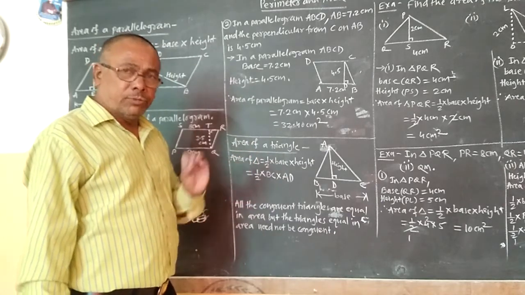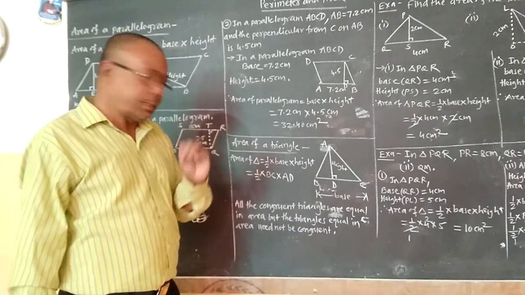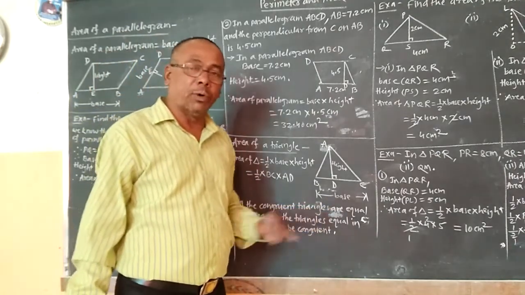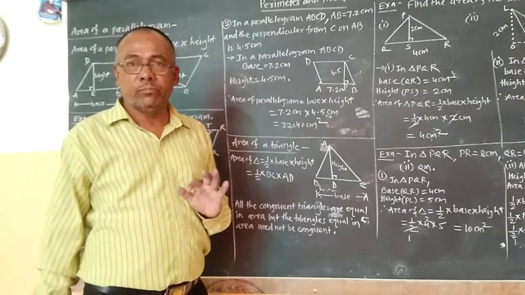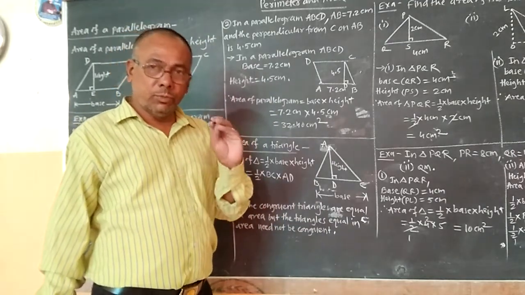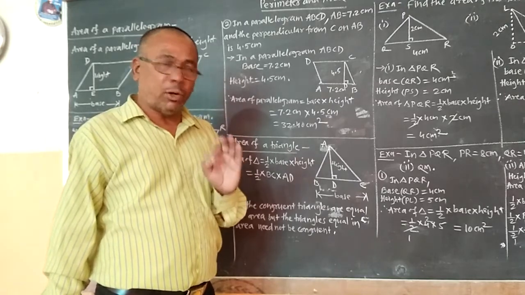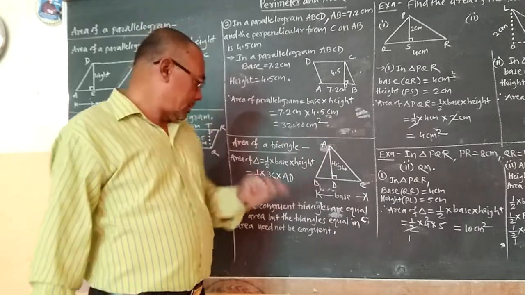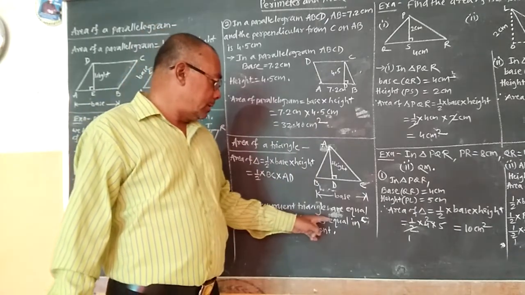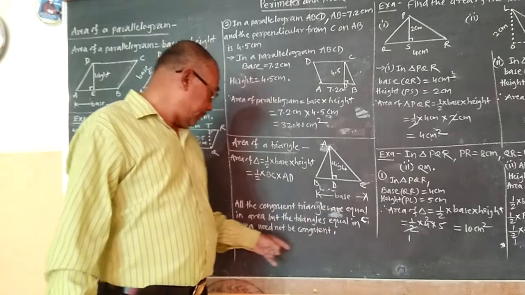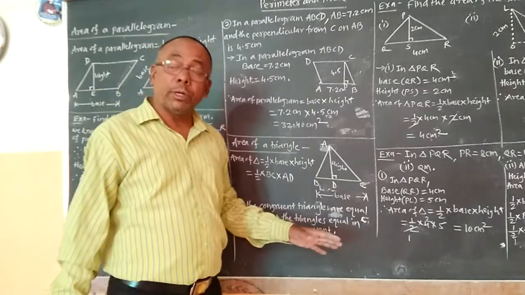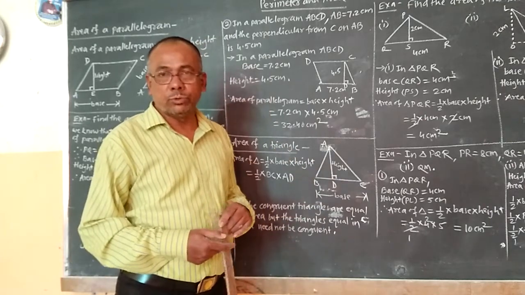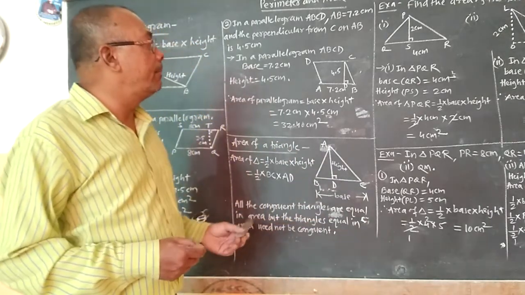Here there is one more point to remember: all congruent triangles are equal in area. But the triangles which are equal in area need not be congruent. It is not necessary that they should be congruent. So this point is very important.